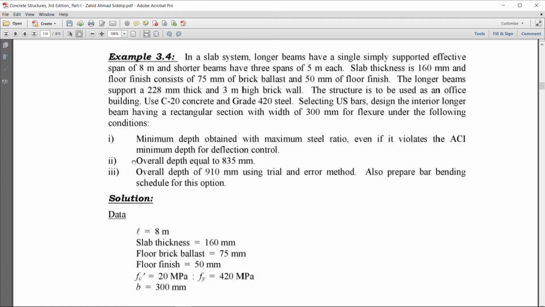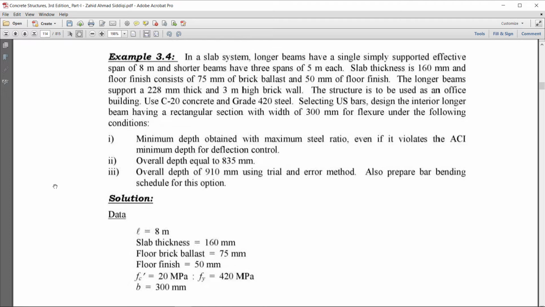Second is a depth of the beam of 835 millimeter. Third, the depth of the beam is 910 millimeter. First of all, we will use the first option. Before using the first option, we will calculate the total load that is coming on the beam.